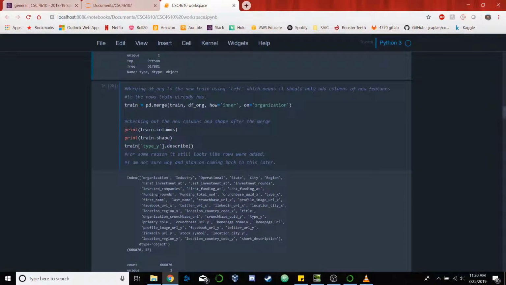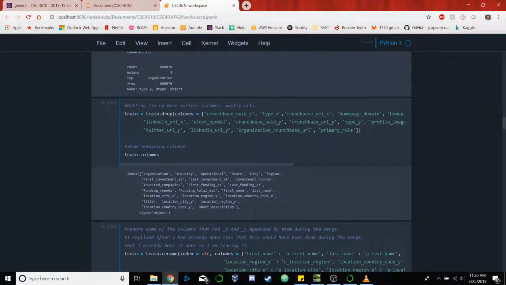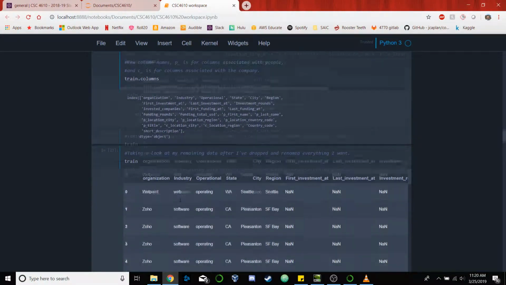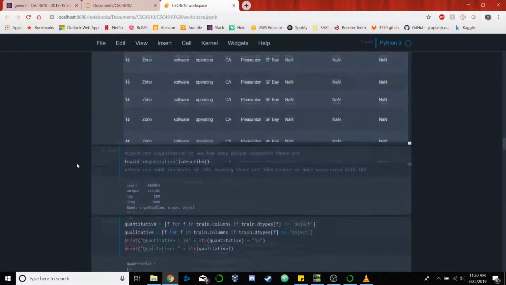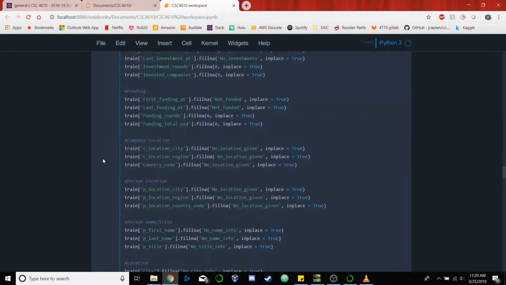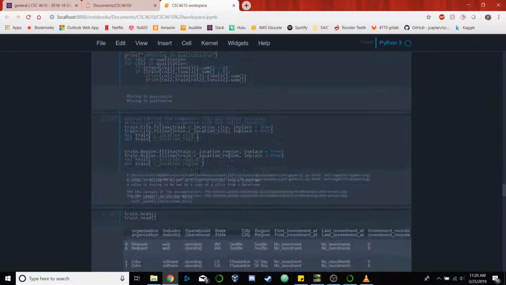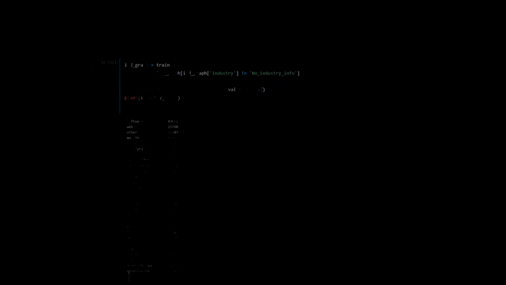I cleaned it a bunch. I dropped useless information, renamed some stuff, filled in some empty information, and then I started working on some graphs and stuff to better understand what was happening in the data.